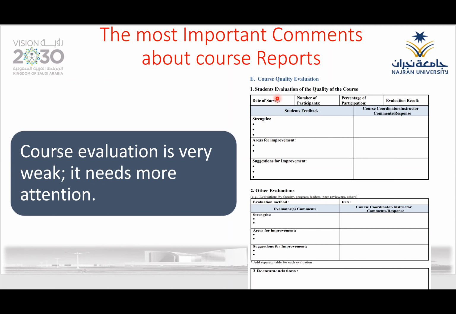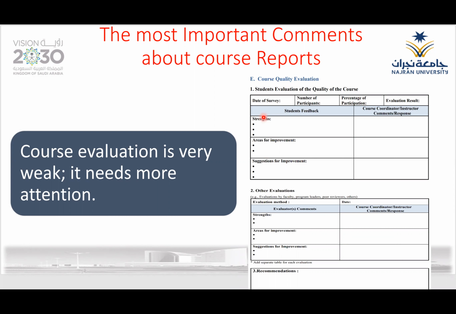So what they said, normally maybe we can write this part, but normally the strength, area of improvement, and suggestion for improvement are missing, and also our comments. What were the comments? This is the analysis from the survey. Then this part is our response as course coordinator or course instructor to this strength or improvement or suggestion, based on the analysis of the student survey.